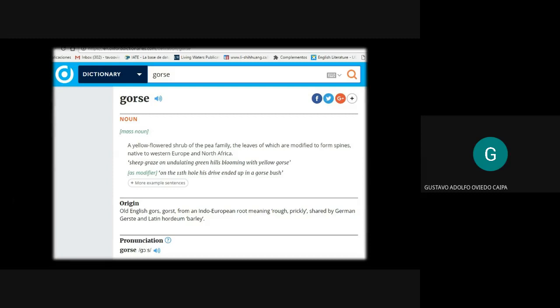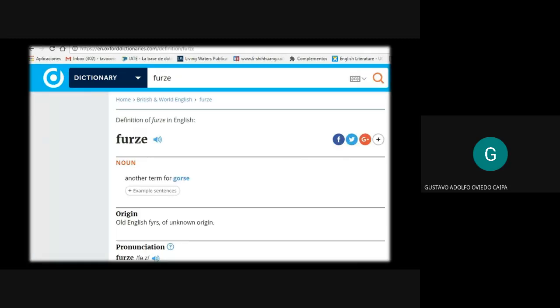Well, there is a word that is very much similar to this one, or basically the same, which is the word "furs". So look at the definition that the Oxford Dictionary gives about the word "furs": "Another term for gores." So yeah, thanks a lot, that's useful. So that means that at least "furs" and "gores" are true synonyms, right? They have the same exact meaning.